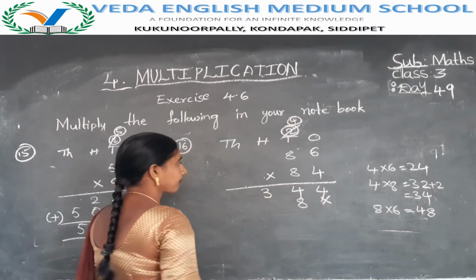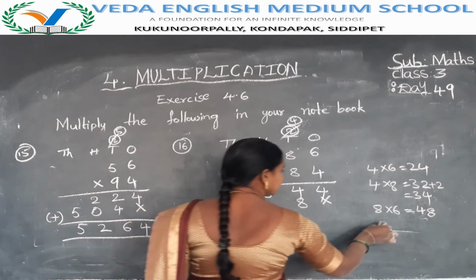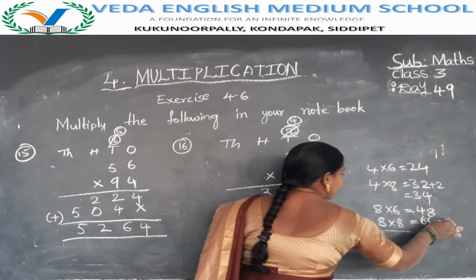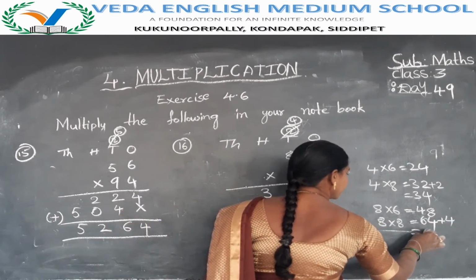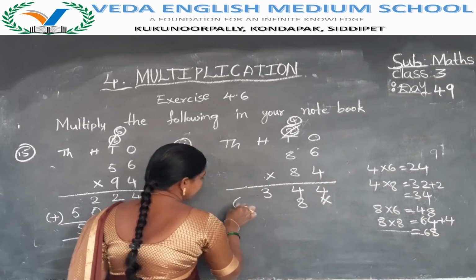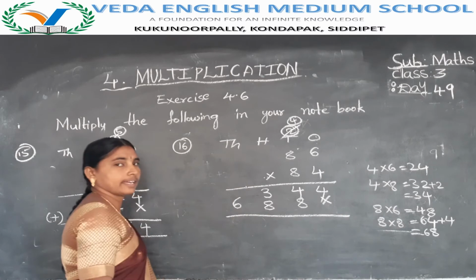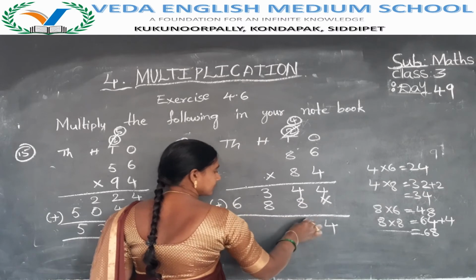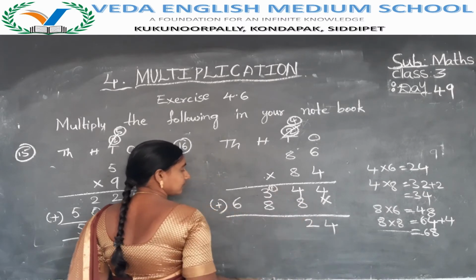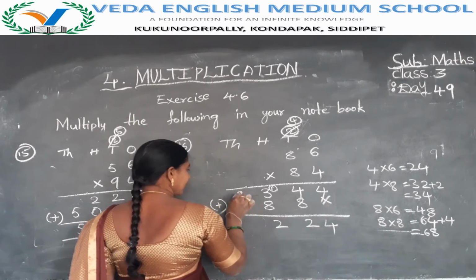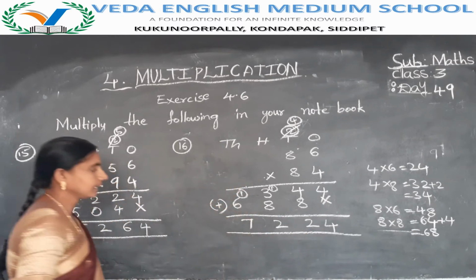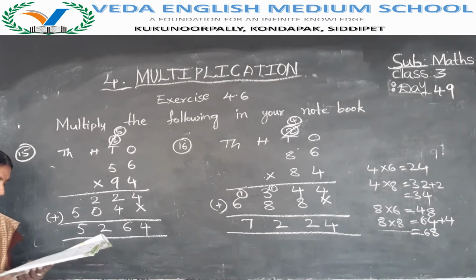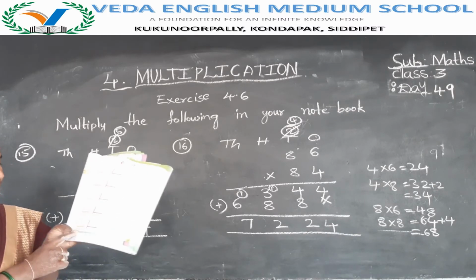Okay, understood? Next 8 into 8. 8 8s are 64. But they carry plus 4. 64 plus 4 equal to 68. So now write here 68. Now add these two numbers. Here 4. 4 plus 8 is the 12. 1 carry. 1 plus 3 is the 4. 4 plus 8 is the 12. Carry 7. The total answer there 7224. Okay children, understood? Same as the 17th problems also same like that problem.